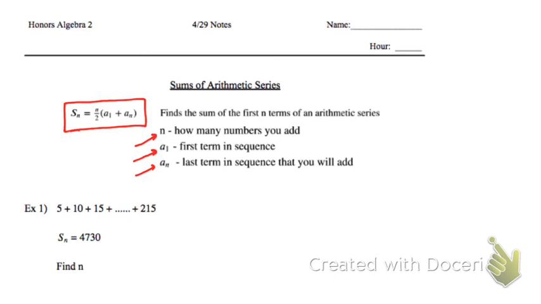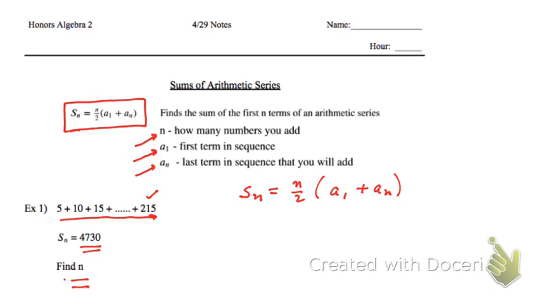So here in our first example, we have a sequence, and we can see that it is arithmetic. We're adding 5. And eventually we run into 215 in our sequence, and we stop adding when we get there. Now, as we add all those up, we get a total of 4,730. Now the question is, how many numbers did we add up? So we're going to find n. So if we just use our formula, I'll copy it down here, S sub n equals n over 2 times the quantity first term plus last term.